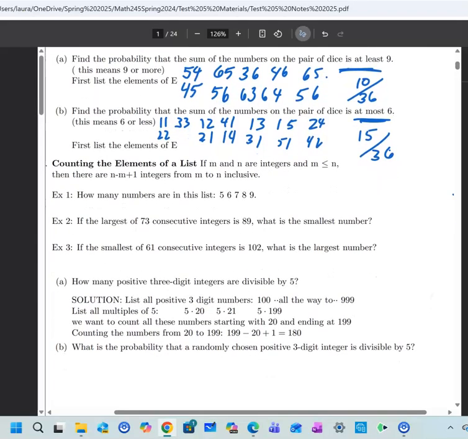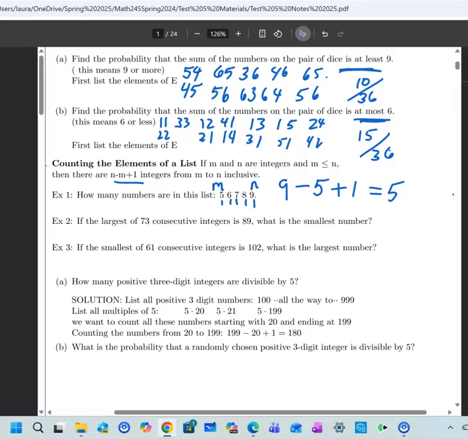So if we're wanting to count how many numbers are in this list, we can count them, right? 1, 2, 3, 4, 5. If I want a different way, if I have a larger range and don't want to have to count them at all, M would be the smallest number, and N is the largest number. Then we use this little formula here: N, which would be 9, minus M, which would be 5, and add 1. And so that tells me how I get 5.